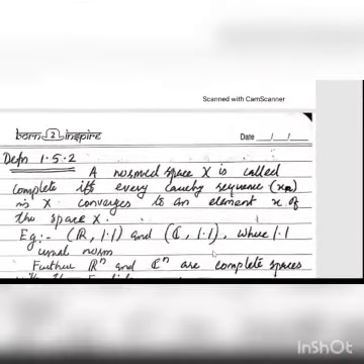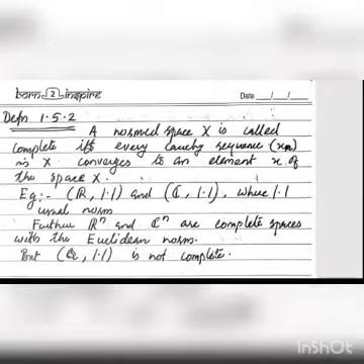Definition 1.5.2. A normed space X is called complete if and only if every Cauchy sequence xn in X converges to an element x of the space. That means a space is said to be complete if, whatever Cauchy sequence you take from that space, that Cauchy sequence converges to some point in the space itself.